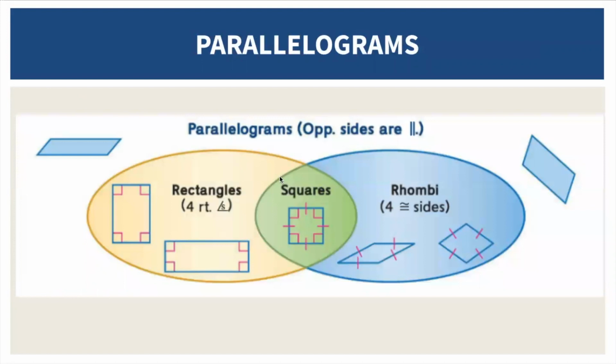All right, so here is your Venn diagram for parallelograms. Parallelograms in general have opposite sides that are parallel. Then you have rectangles, which have four right angles, and you have rhombi, which have four congruent sides, and you have a square that is both a rectangle and a rhombus. So make sure you definitely look over and study this diagram.